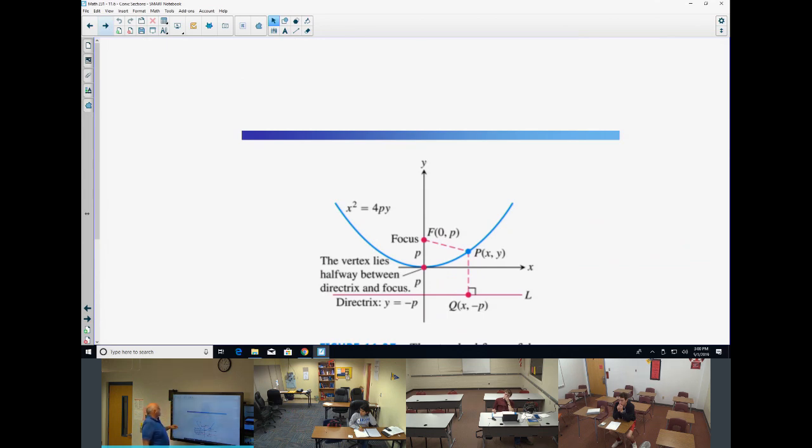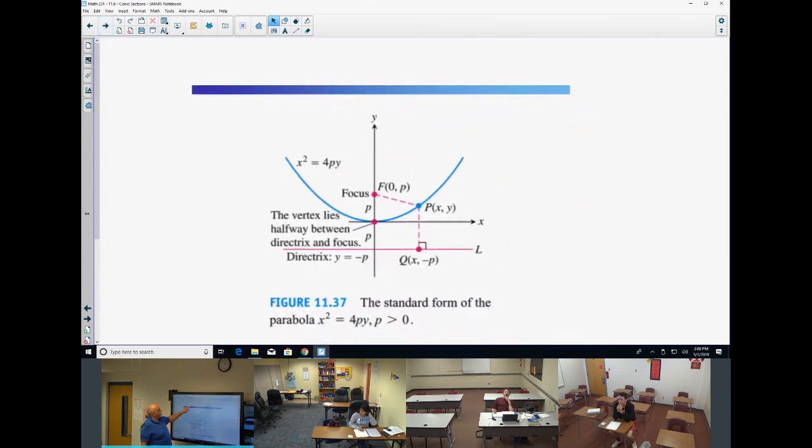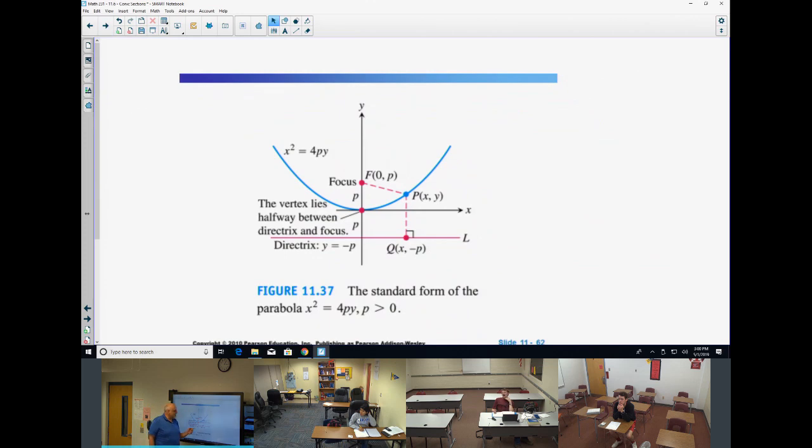Now, we use P to represent the distance from the vertex to the focus. And P is what we call a directed distance. So if it's positive, you measure up to the focus. If P is negative, you measure down to the focus, and the parabola would open down.